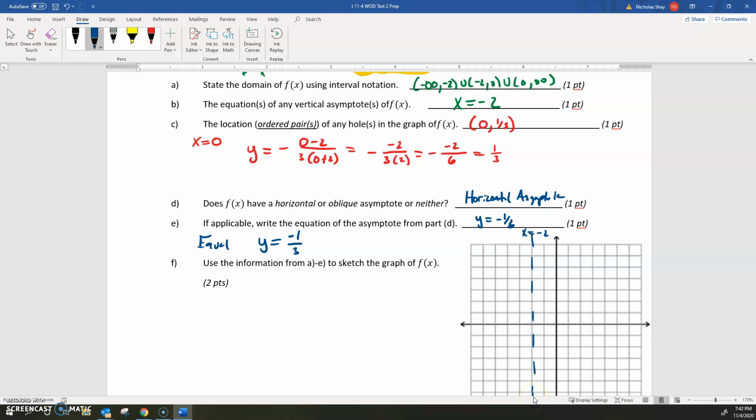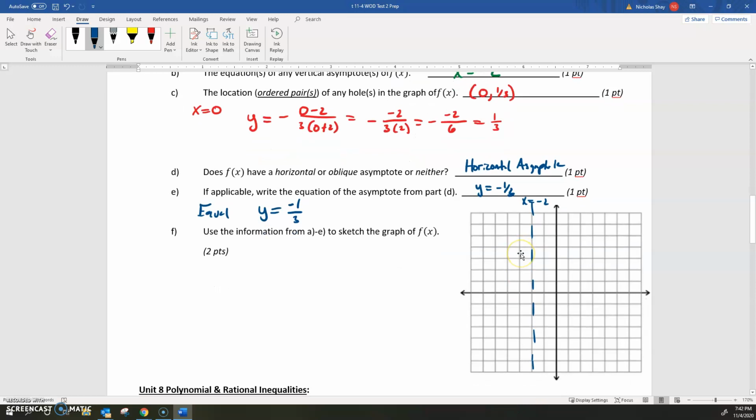We have a hole at (0, 1/3). That's going to be right here. Our horizontal asymptote is at -1/3. So we can see that this graph is going to dip down and go through the hole through here. If we wanted to plot a couple more points, we could. Now I'm going to pick a point on the left-hand side of the vertical asymptote. So -1, -2, -3. So let's plug in x equals negative 3.